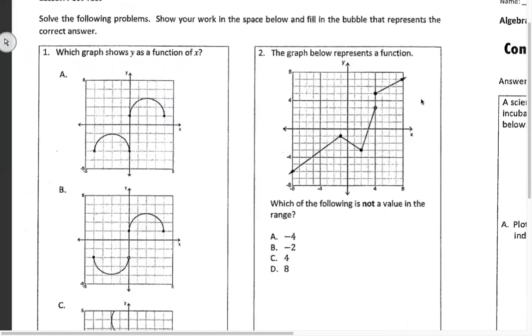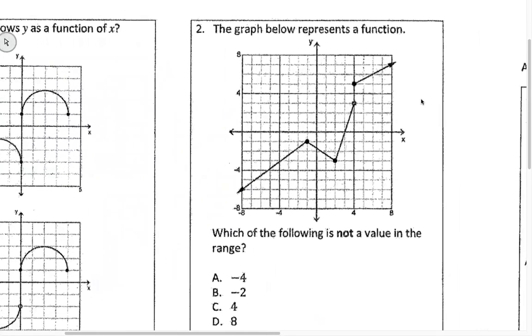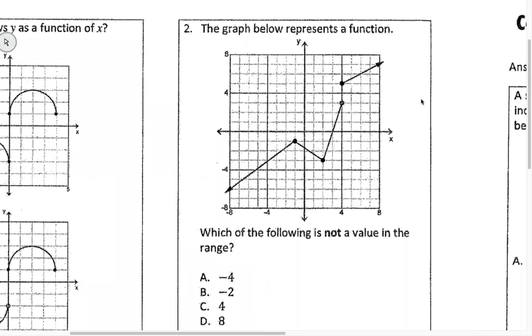All right, let's talk about number 2. Number 2, this is Potts. Who am I picking on? Mackenzie. Which one of those values, -4, -2, 4, or 8, is not in my range? Do you have any idea? -2. Okay, let's look at it.